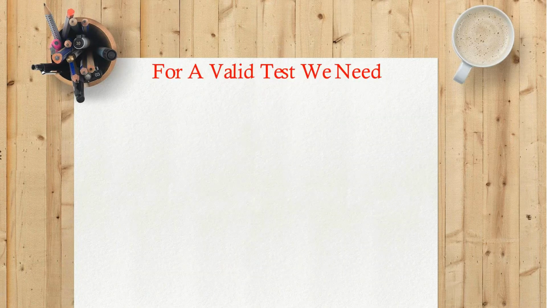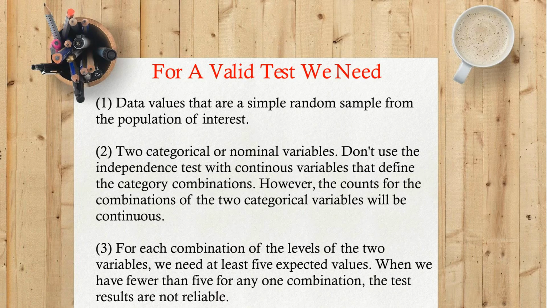For a valid test we need 1. Data values that are a simple random sample from the population of interest. 2. Two categorical or nominal variables. Don't use the independence test with continuous variables that define the category combinations. However, the counts for the combinations of the two categorical variables will be continuous. 3. For each combination of the levels of the two variables, we need at least 5 expected values. When we have fewer than 5, for any one combination, the test results are not reliable.